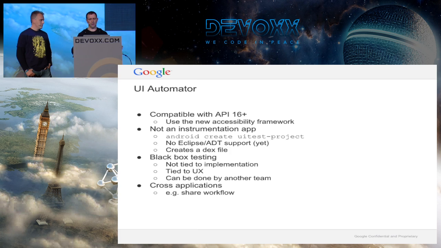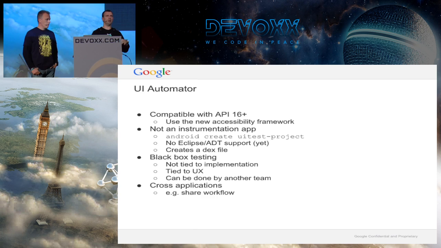The goal of UI Automator is more black box testing. The idea is that you don't really care how it's done internally. All you care about is, what is the experience supposed to be when you click on that button? What should happen? What should it launch? The advantage of that method is that you could have someone else on your team do it. They don't need to know the implementation, and really they shouldn't care about the implementation. And the advantage compared to instrumentation testing is that it allows you to do cross-application testing.